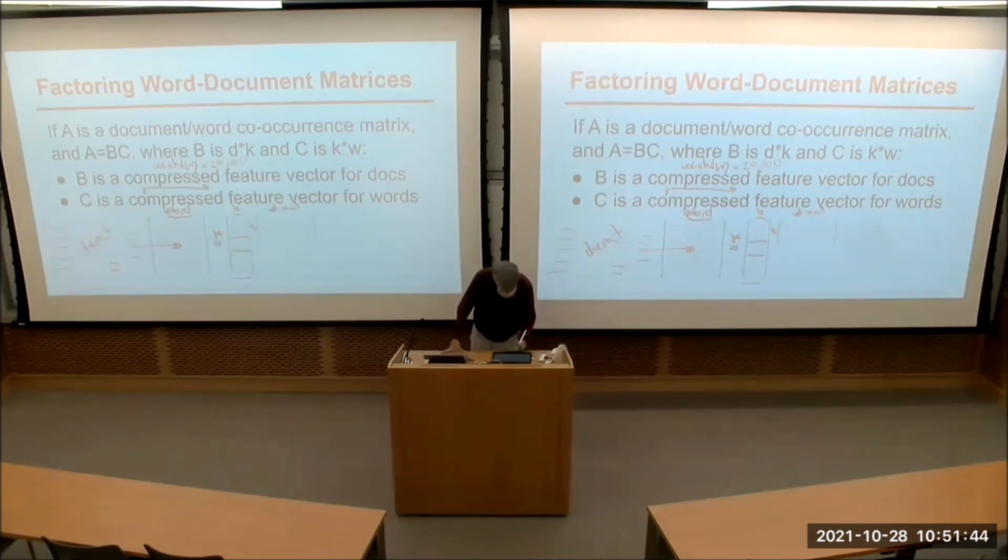So if we can factor this word document matrix, we get a feature vector for documents. We also get a feature vector for words. This is a k by the number of words matrix. Each word has a column here. We would expect that similar words probably have similar columns associated with them.